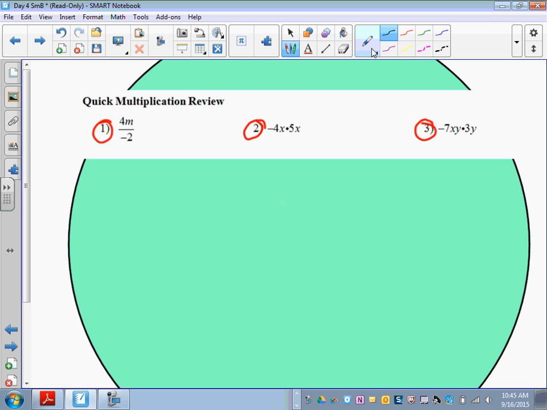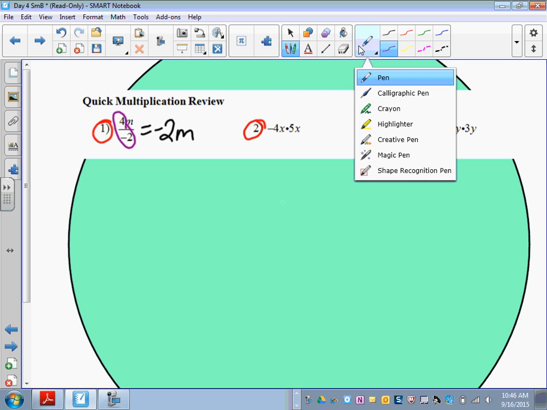Joe, what'd you get for that? Okay, what'd you get, Sarah? So did we have negative 2? And what else do we still have with it? N, right, negative 2n. Remember, we simplify the coefficients. So we have 4 divided by negative 2, which is negative 2. The n is not divided by anything, so it's just n.